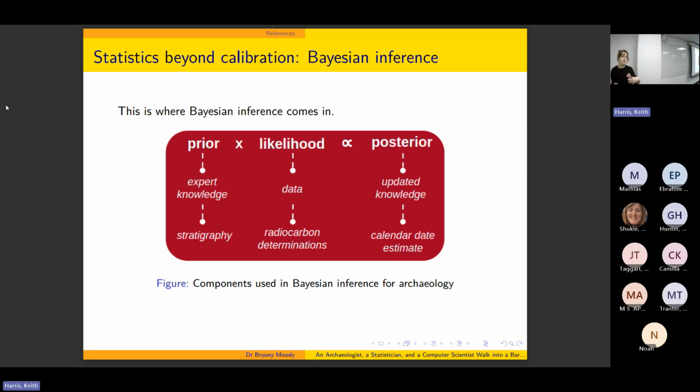So in my case, the expert knowledge comes from the stratigraphy. Later in the talk, I'll mention a little bit more expert knowledge that we also use. The data comes from radiocarbon determinations, but there are other scientific dating methods that the data could come from, and we're hoping eventually to extend my research to those other scientific dates as well. They just don't have the calibration step, and I think that's a little bit more interesting from a stats point of view, so that's where we focused. And so the output is a candidate estimate that is hopefully as accurate as it can possibly be based on all the information on the site.